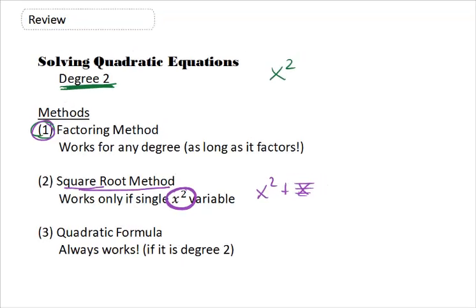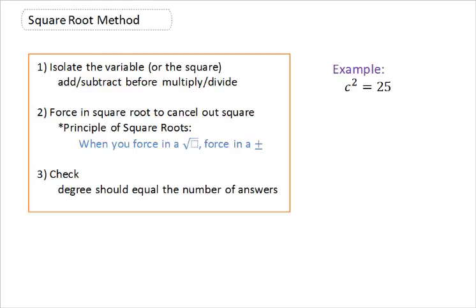So let's review this method real quick. First thing that we need to do is isolate the variable with the square on it, and we do that by performing opposite operations. Once you have your square isolated, you do your opposite operation there, and that is a square root. But if you ever force in a square root, you must also force in a positive and a negative. Because if we work the other direction, both of those squared would end up to be positive. Once you do that, you're back down to the answer.